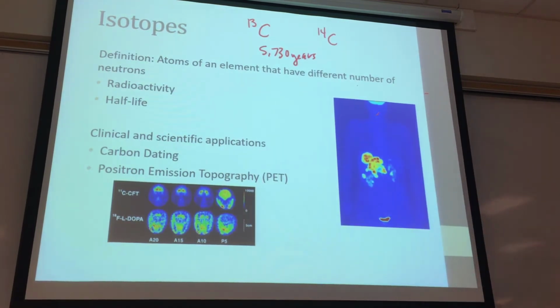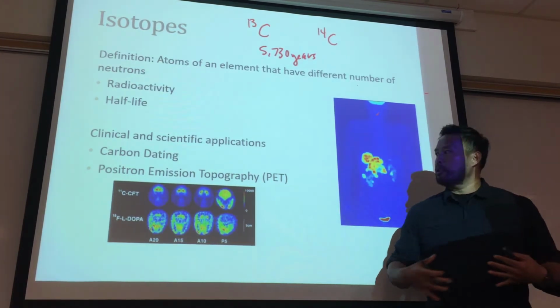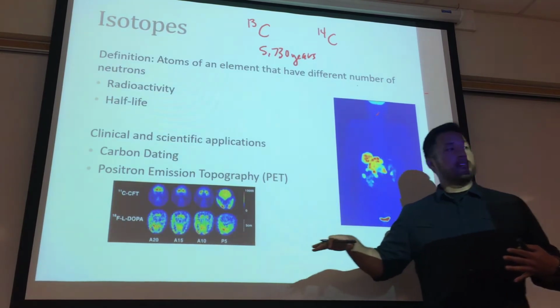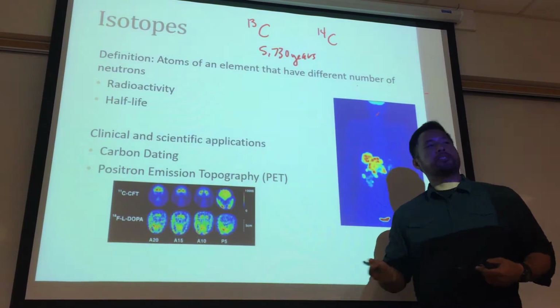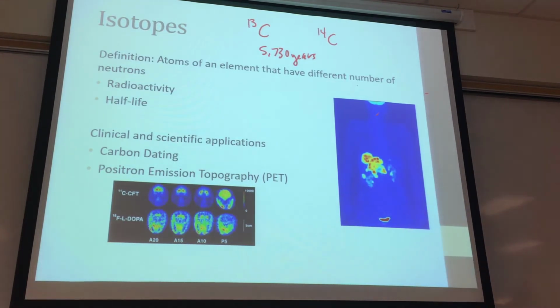Positron emission tomography. This is your PET scan. Has anybody ever had a PET scan here? Nobody? I've had a PET scan done. You go into a scanner and they put you in a machine. It kind of looks like an MRI, but they inject a certain contrast in you. This contrast is called fluorodeoxyglucose, FDG.